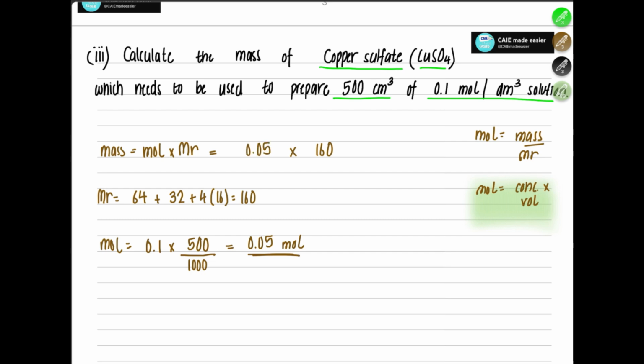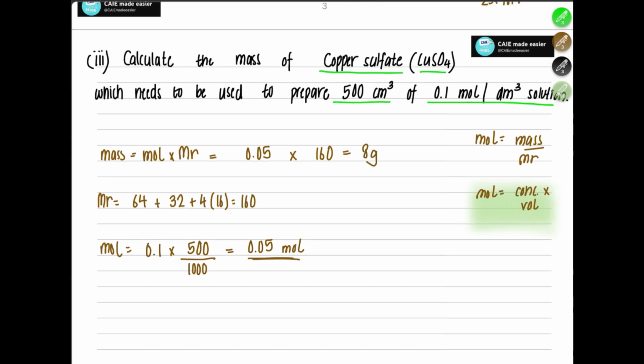0.05 times 160 is going to be 8 grams. So in order to prepare a 500 cm³ of 0.1 mol/dm³ solution, you need 8 grams of copper sulfate.